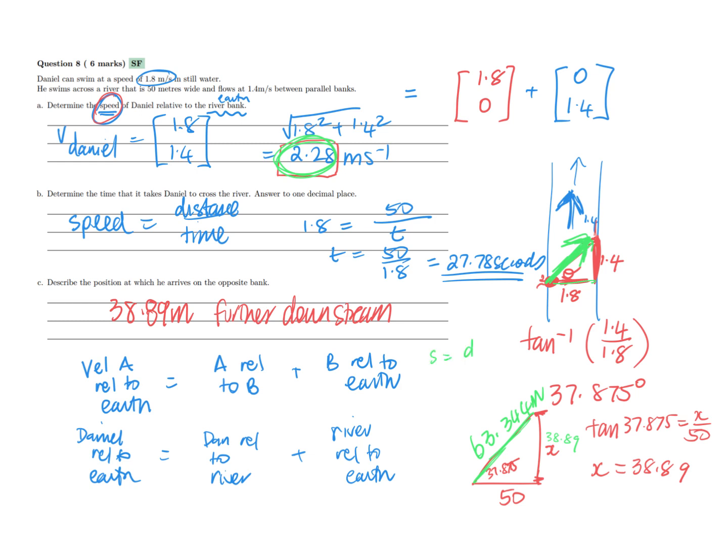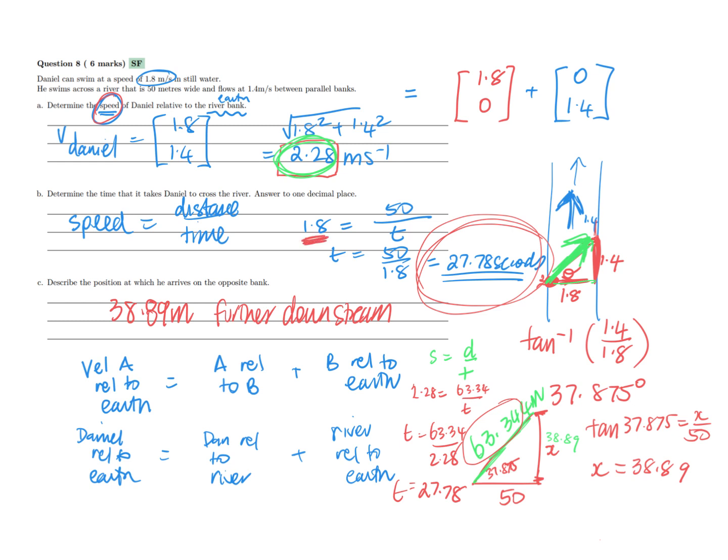Speed equals distance over time. Speed, 2.28, is equal to the distance, 63.34, over time. Rearrange: time is 63.34 divided by 2.28, which gives us 27.78 seconds, which is the same as that. See what we did there? Here we used this 1.8 meters per second and looked at that 50 meters across the river. Here we did it the other way, looking at this distance and this speed, and it works as well. I hope that was helpful. It's probably worth doing this whole quiz again just to make sure you understand it all.